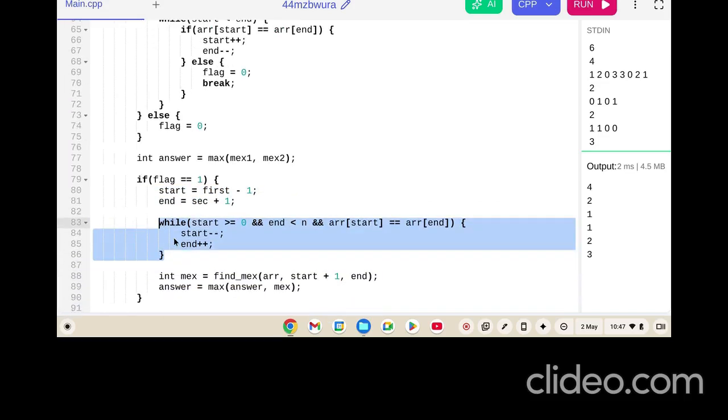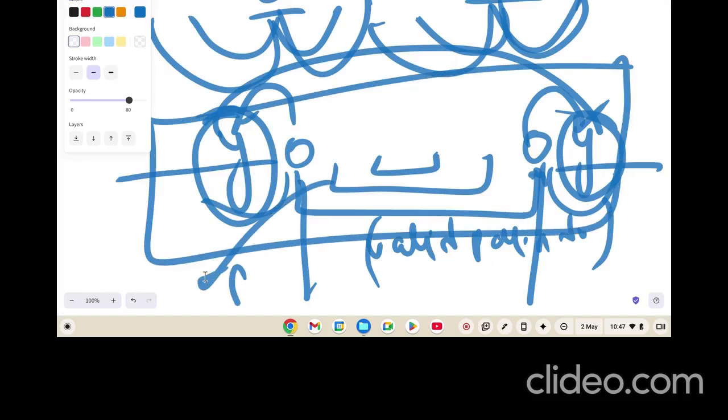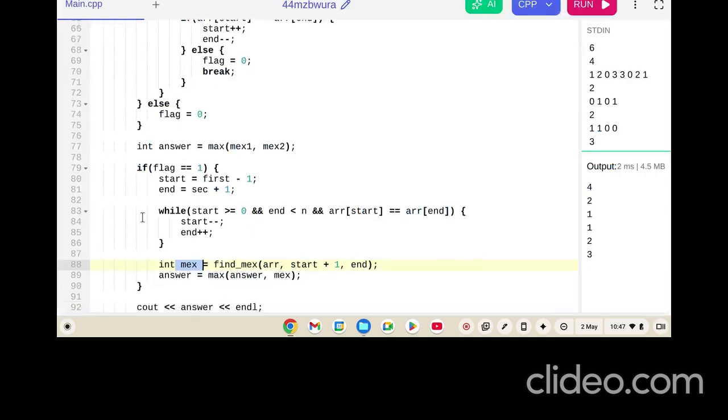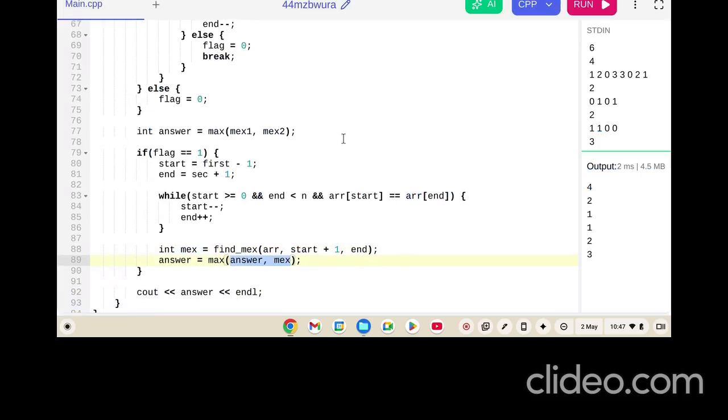If it is a palindrome, then you will simply say, okay, find max again of the given subarray. Let's say this was my subarray. You can again find the max of the given subarray. And if you do so, you will have all the three maxes and you will simply return the maximum of all the three of them. And simply return. So I will give you the code of it.